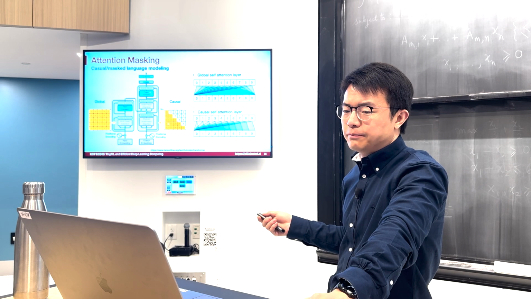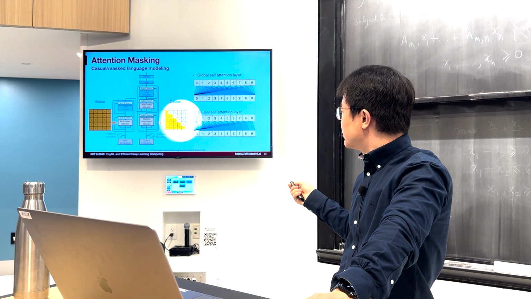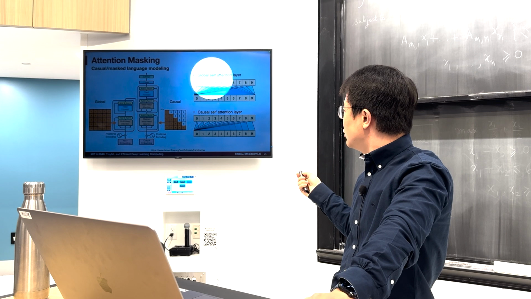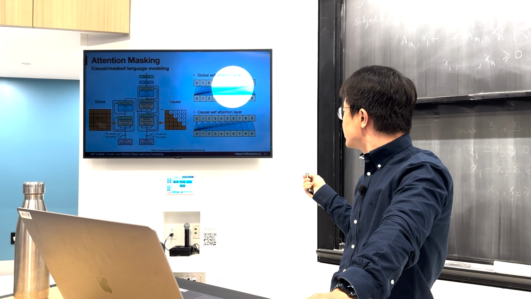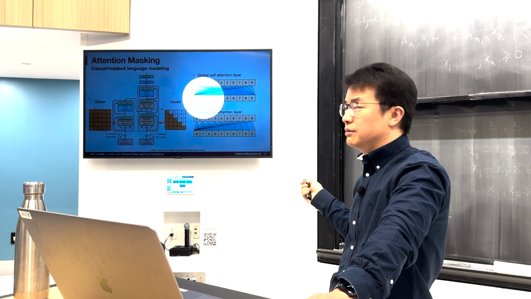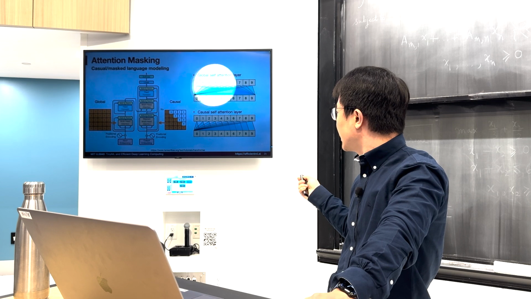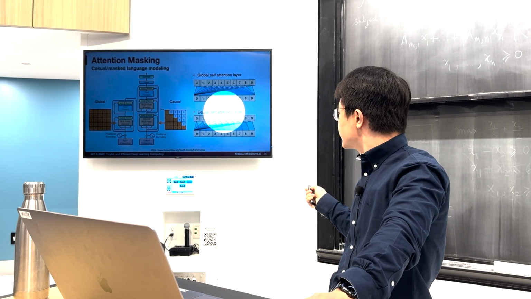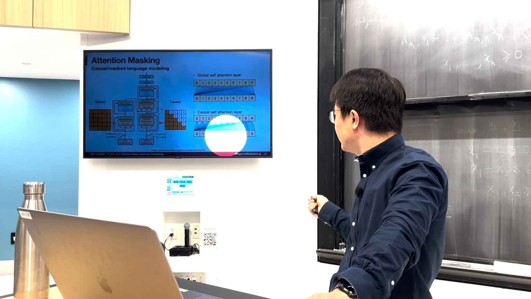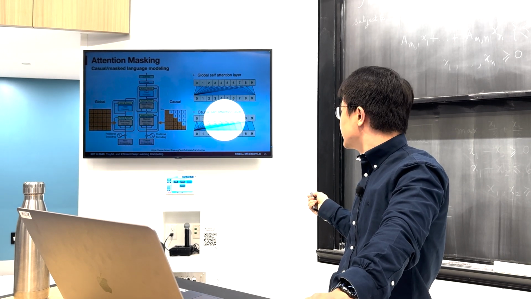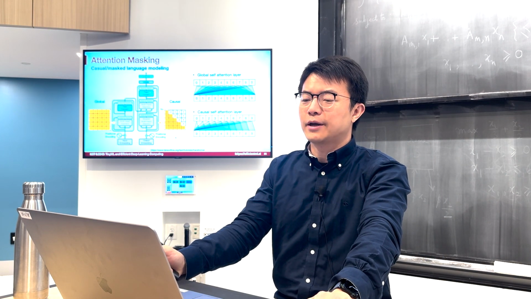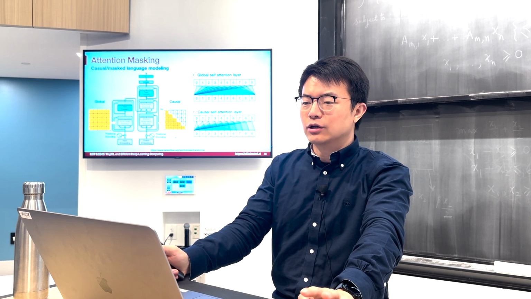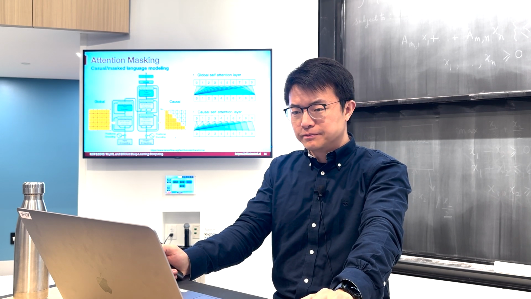So the mask can be represented on the right-hand side. This is a global self-attention. This is causal self-attention. In global self-attention, each output can see all the inputs, no matter if it's before or after. But in a causal self-attention layer, each token can only see itself and everything before that. For example, token 6 can only see token 6 and everything before token 6, from 0 to 5. So that's the difference between the global and the causal self-attention.